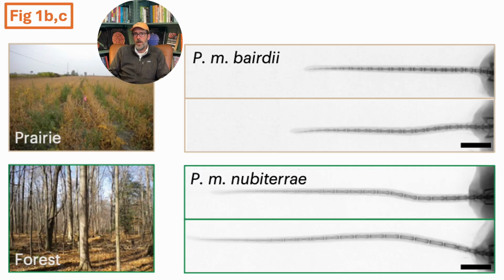We see this dramatic difference in tail length between the forest mice versus the prairie mice, much shorter tails. These are just two representatives of the forest and the prairie. Difference in the habitat picture there too. Obviously lots of agriculture in Michigan as well.